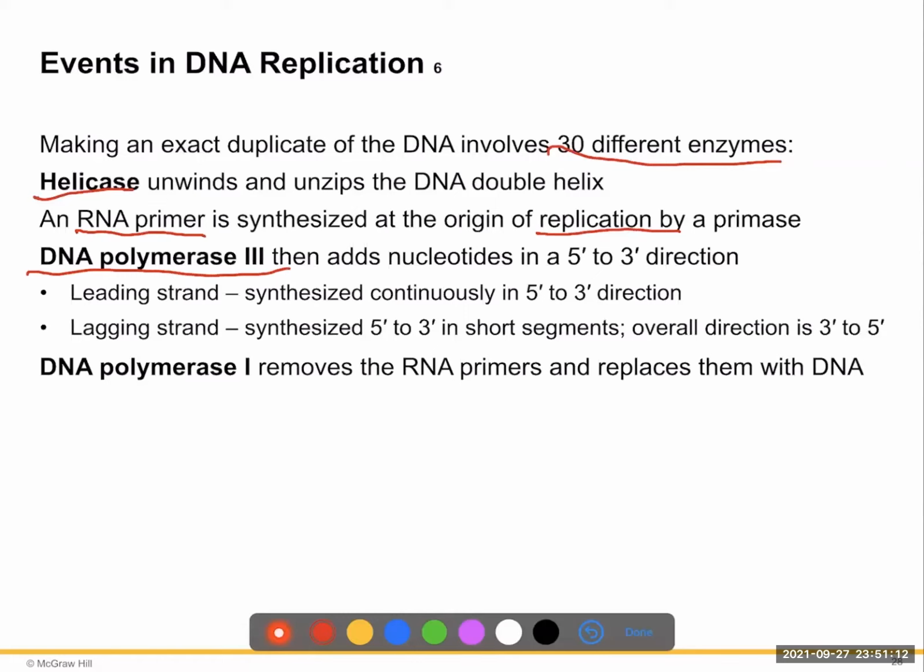You have a leading strand and a lagging strand. The leading strand is synthesized continuously in the 5 to 3 direction. The lagging strand is synthesized in short segments, and then we link those together. And then DNA polymerase 1 removes the RNA primers and replaces them with DNA to make the DNA code continue.